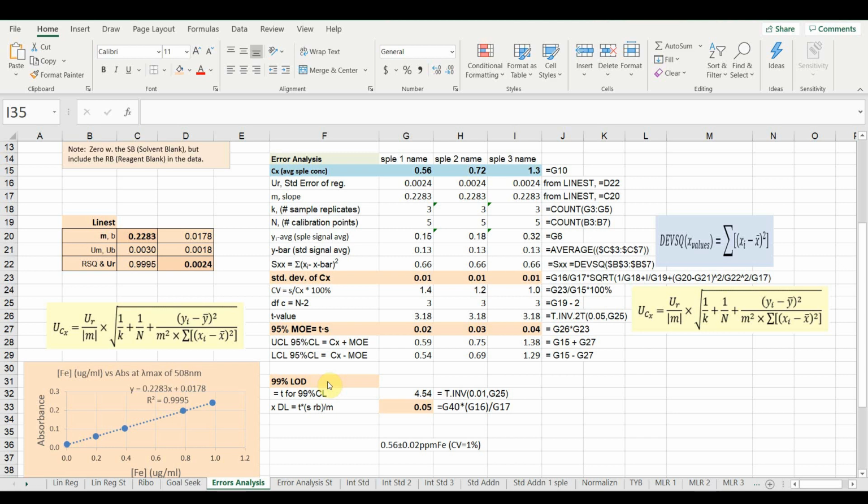It's a simple calculation. Here's the calculation for the detection limit of the concentration. In this particular case, we were measuring very low levels of iron, so it's important to know that our concentrations were in fact above the detection limit.